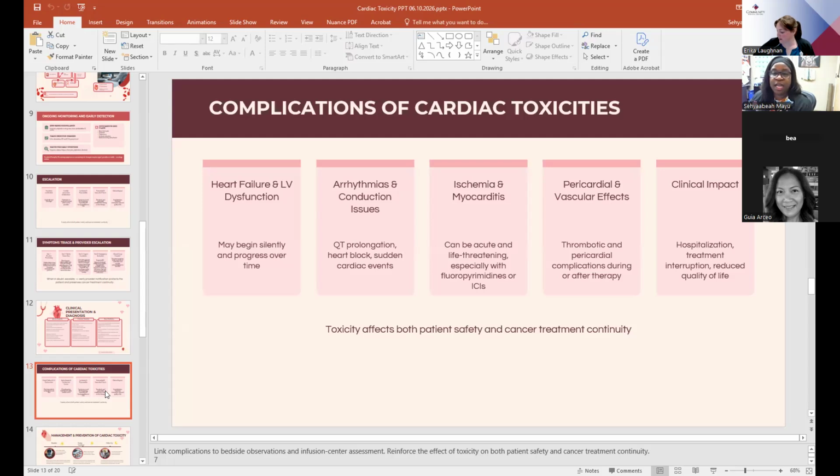Complications of cardiac toxicity, again, heart failure and LV dysfunction, may begin silently and progress over time. Arrhythmias and conduction issues, so QT prolongation, heart blocks, sudden cardiac events, again, ischemia, myocarditis, and these can be acute and life-threatening, so we have to escalate this promptly. We're looking at that pericardial issue again, so thrombus and pericardial complications during or after therapy.